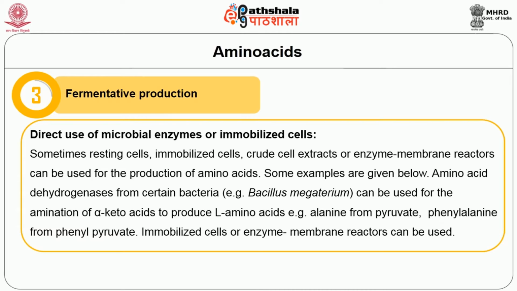Immobilized cells or enzyme membrane reactors can be used. Enzymes or immobilized cells are also employed for the production of several other amino acids. Example, tryptophan, tyrosine, lysine and valine.